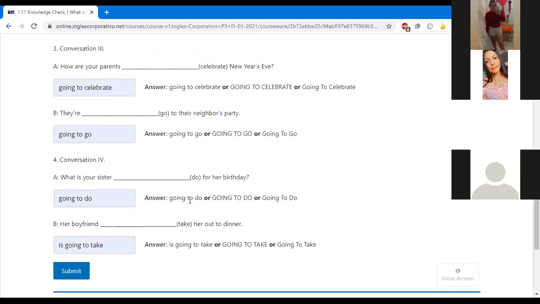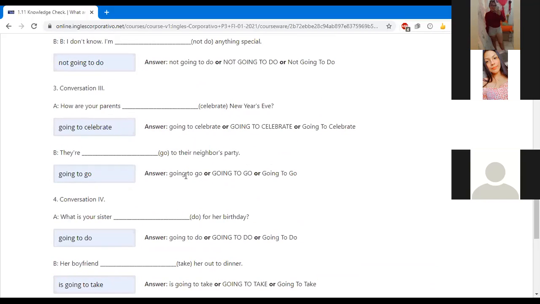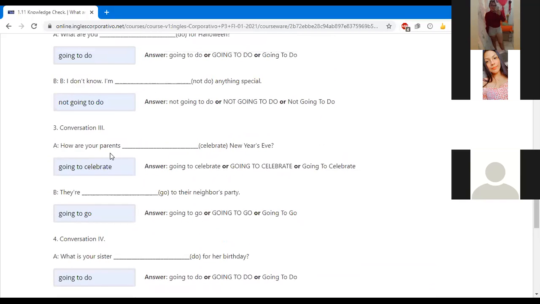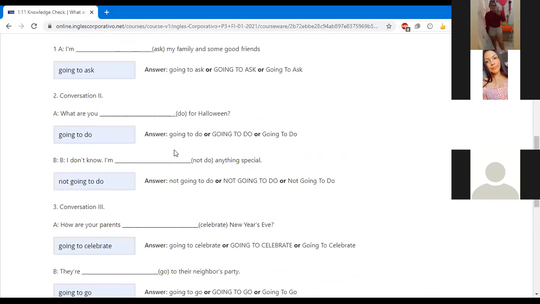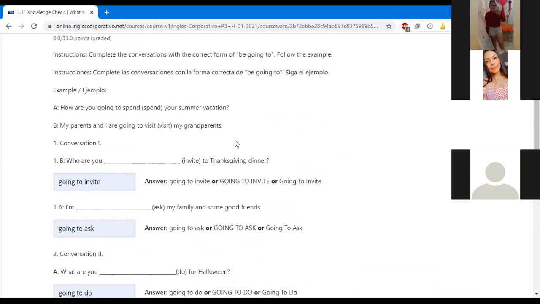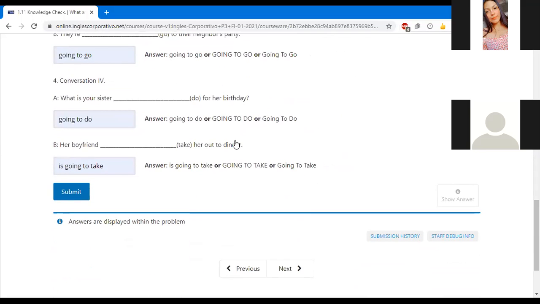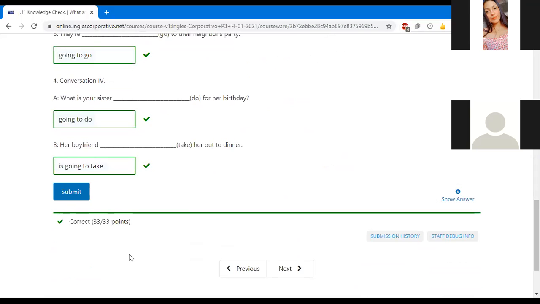Here you have going to do, going to go, porque en todas ya está el are. Going to celebrate. All the possible answers. Okay, questions? Oh, let's check. There you have, all right?